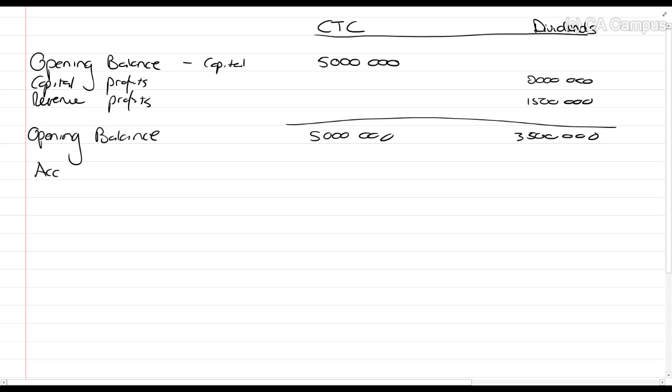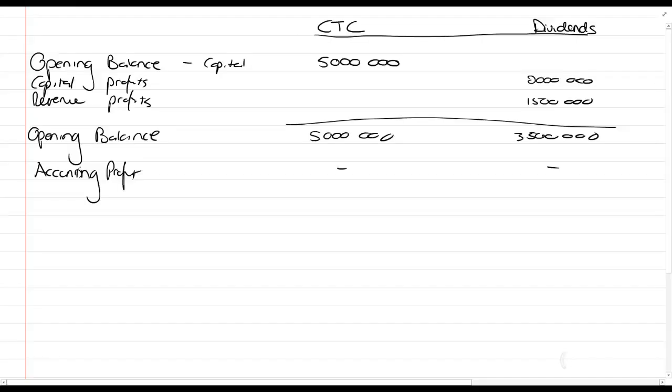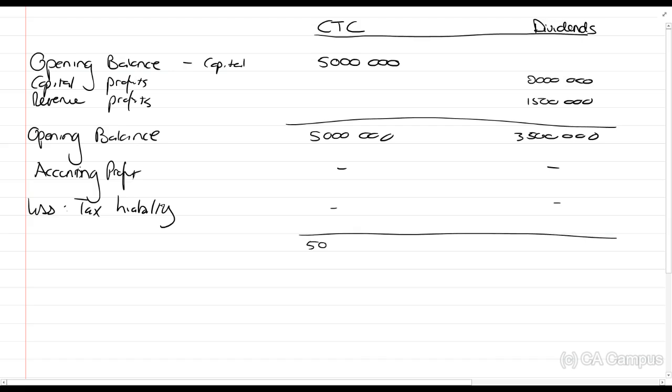Then we have our accounting profit. Now guys, in this case it's a dormant company. If you look at it, there's just cash. What happened for accounting here? Nothing. Right? Less our tax liability to source. Nothing again, because nothing happened there. Okay, so this is a very simple one. Gives us 5 million rands and 3.5 million rands. So closing balance, slash the amount available for distribution.